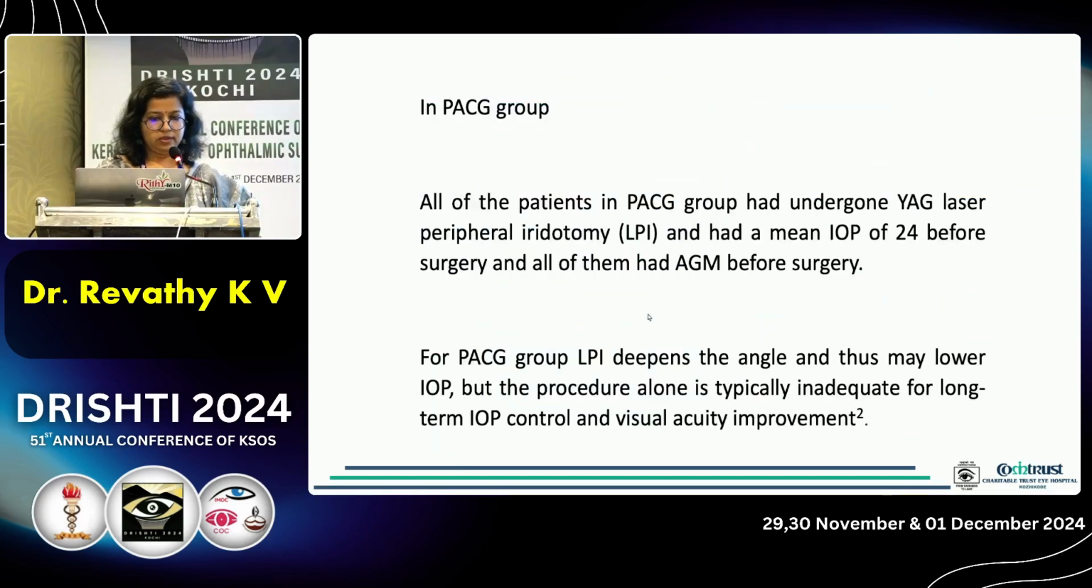In the PACG group, all the patients had undergone YAG laser peripheral iridotomy and had a mean IOP of 24 before surgery, and all of them were on AGM. In the PACG group, LPI deepened the angle and thus may lower IOP, but the procedure alone is not typically adequate for long-term IOP control and for visual acuity improvement.